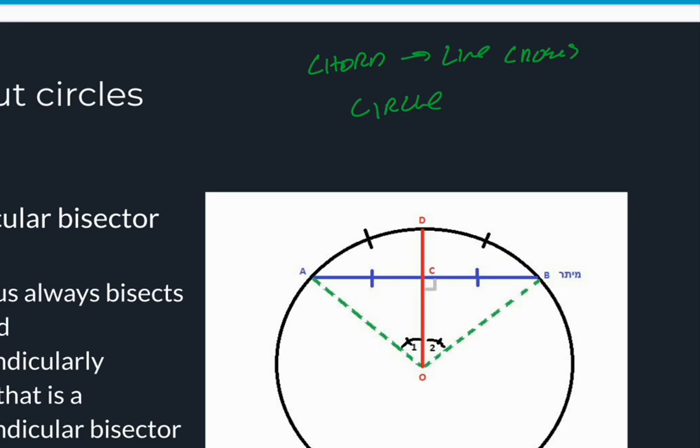So if we have a chord in a circle, and we have the perpendicular bisector of that chord, that perpendicular bisector passes through the center of the circle. So you're going to see problems in Cambridge where they're going to say find the perpendicular bisector of line AB in one part, and then in another part of the problem they're going to say find the center of the circle. Well, you've already done part of that work because you know this line contains the center of a circle.